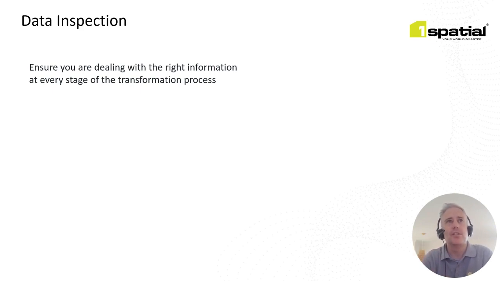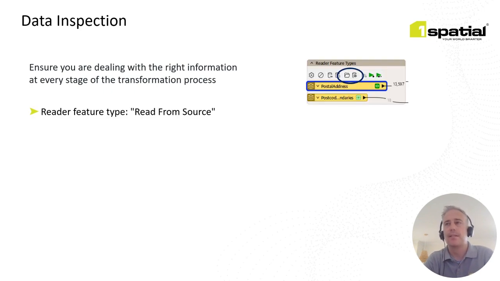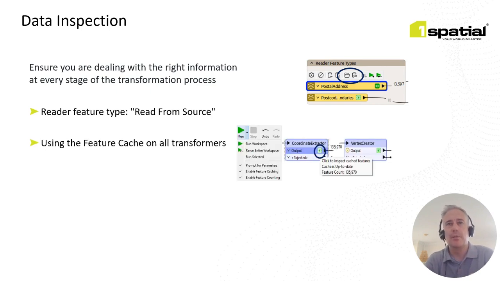So the concept in general of data inspection for the FME workbench is that you really want to be dealing with the right information at each step of your transformation. That means as you bring on a reader feature type here, you want to be looking at that and being familiar with the content, the geometry, the look and feel of it. You do also have the option to inspect with feature caching mode, which is turned on by default at each transformer, so you can see the changes as you go.